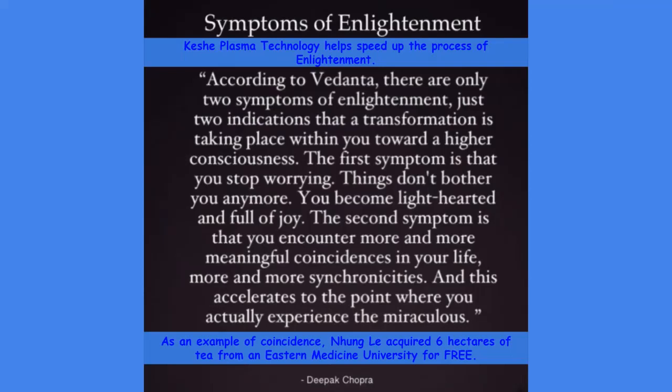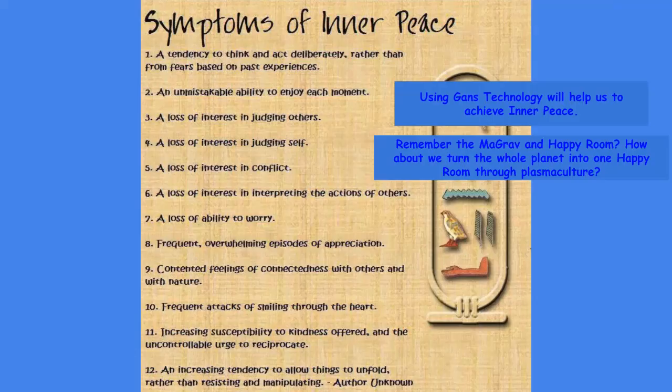As an example of coincidence, Nhung Leg acquired 6 hectares of tea from an Eastern Medical University for free. Using GAN technology will help us to achieve inner peace. Remember the McGrath and Happy Room? How about we turn the whole planet into one happy room through plasma culture?